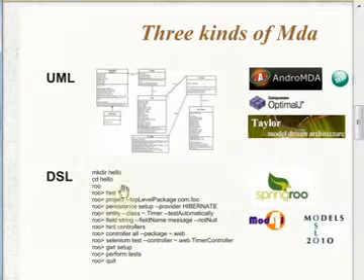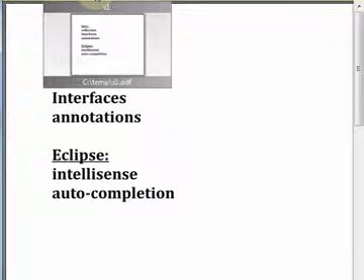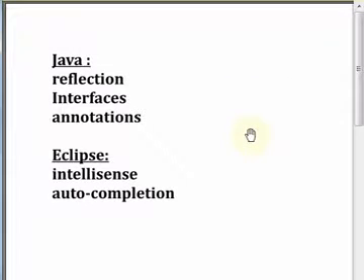Then you have the ones that use DSL. With DSL you have a lot of expression power, almost anything you want, but it's very complex to create. EasyMDA, on the other hand, uses Java itself as the model. With Java we get a lot of power for free. We have reflection, we can use interfaces, and for fine-grained control we can have annotations.